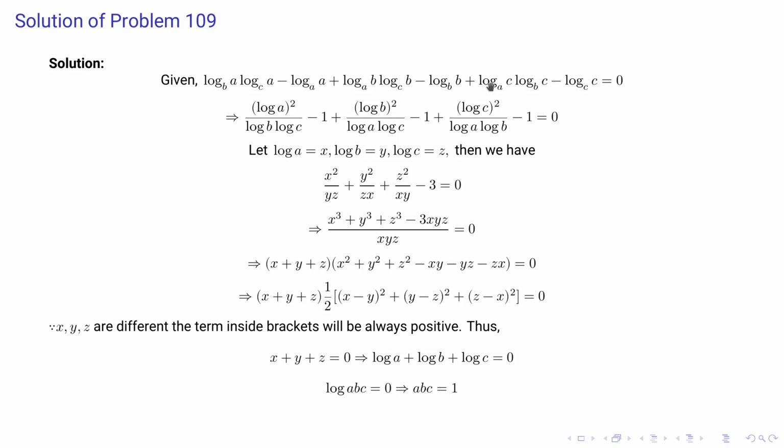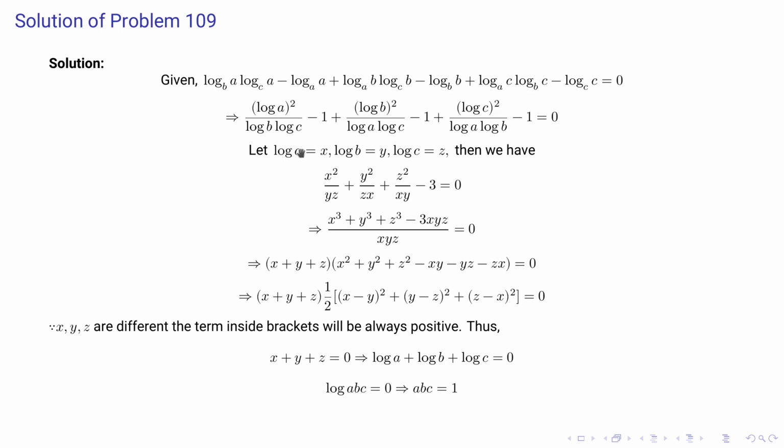So here we are given this, and what we do is we write the logarithms in form of ratio. So this becomes log a into log a in numerator, because both are logarithm of a, and in denominator it becomes log of b into log of c, where b and c are bases, and log of a with base a can be written as 1. Similarly, the third term becomes log of b whole square by log of a into log of c, and the fourth term is log of b with base b, which is 1. And the fifth term becomes log of c whole square by log a into log b, minus 1 is equal to 0.